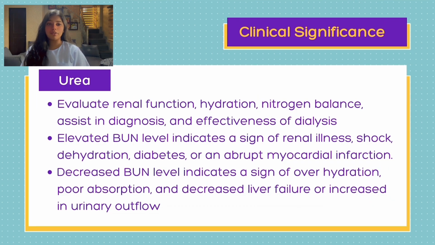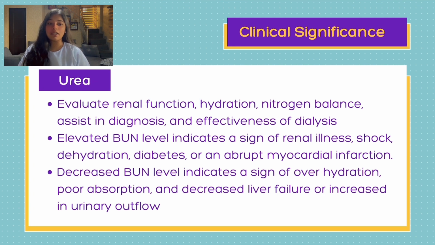So measurements of urea are used to evaluate renal function, hydration, and nitrogen balance, assist in the diagnosis of renal illness, and assess the effectiveness of dialysis. So a protein-free filtrate of whole blood was initially used in the measurements of urea, which are based on counting the quantity of nitrogen.